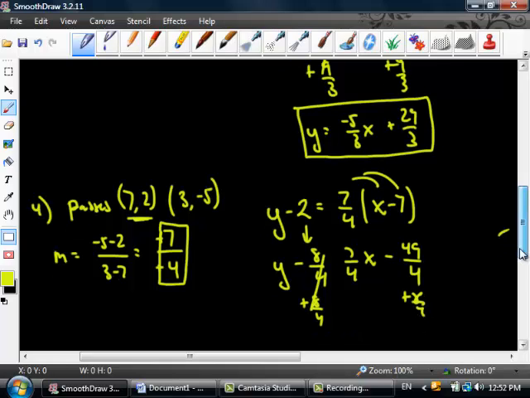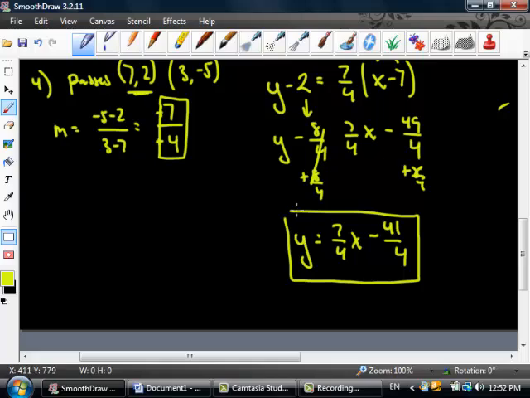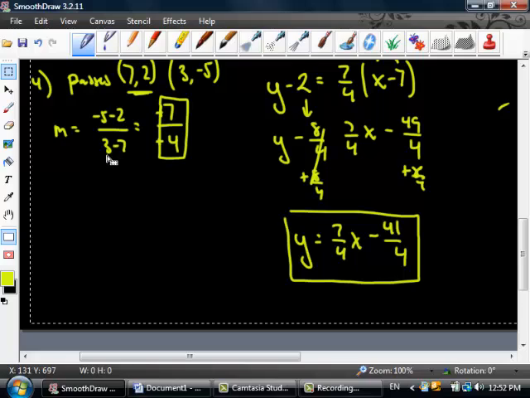So I've got, whoops, I've got y equals 7 over 4x. Let's see here. Negative 49 plus 8 is negative 41 over 4. Raise your hands if you got there before I did. Did you get there before me? Got there before me? Okay, good job. Okay, let me give you a couple last ones. Raise your hands if I'm moving too fast for you. Am I moving too fast? Okay.